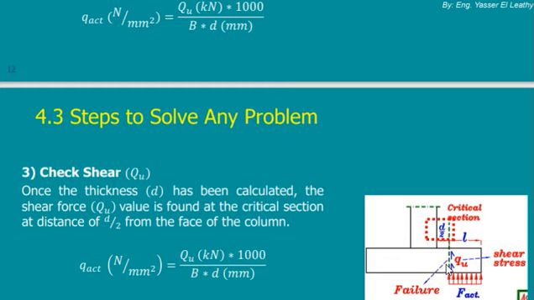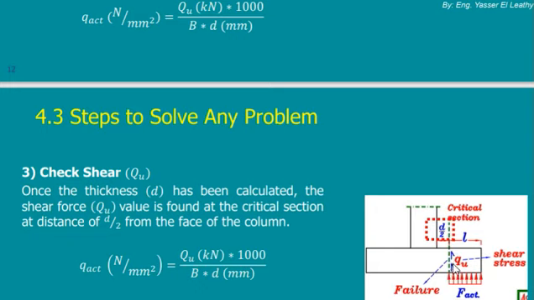I compare this shear stress with the allowable stress of the concrete. If it is below the allowable, then I'm safe. If it is higher, then it is unsafe. What should I do? The load is the same, but I need to increase the area that resists the shear. What can I do? I just increase the depth. That's why we said, don't calculate the steel now. Wait till we check the shear, because we may increase the depth of the section.